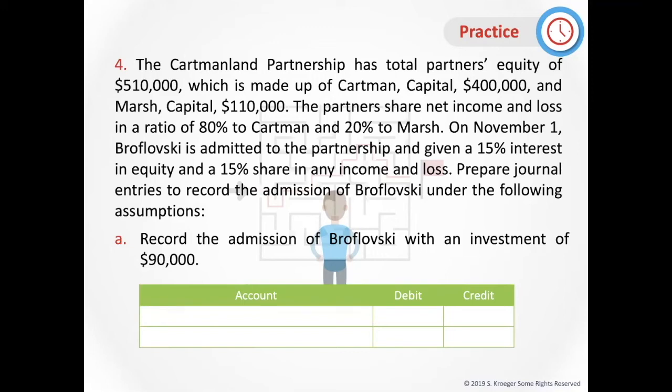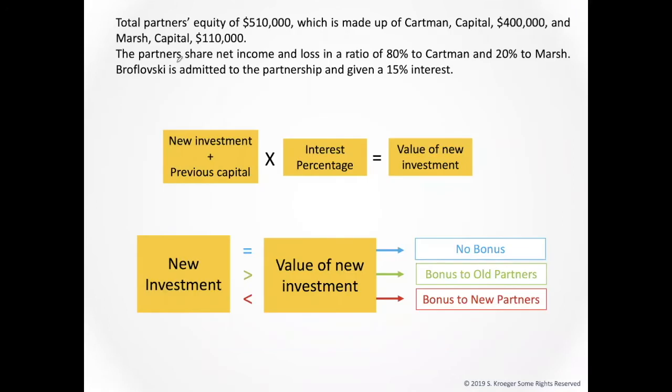In this case, with a $90,000 investment, we have to see if there's no bonus, a bonus to the old partners, or a bonus to the new partners. We have to follow that formula that was shown on the last slide. I copied over some of the information from the problem here, along with the formula to follow. The new investment by Broflovsky is $90,000. We're going to add that to the previous capital of the $510,000. When we total that up, we get $600,000.